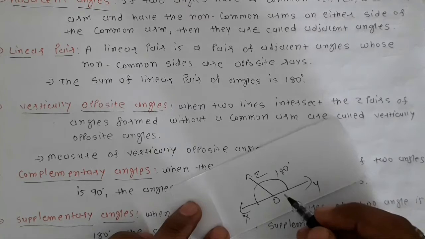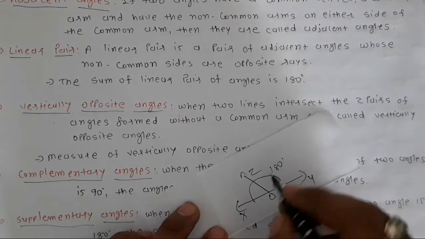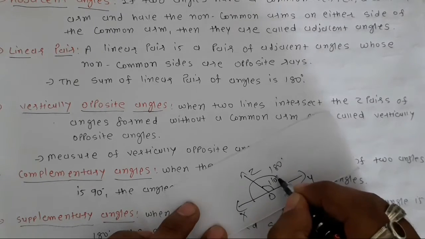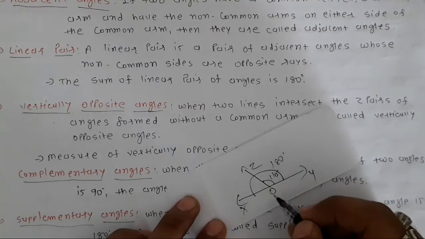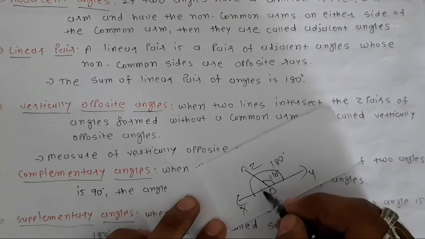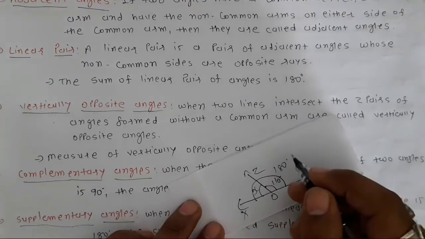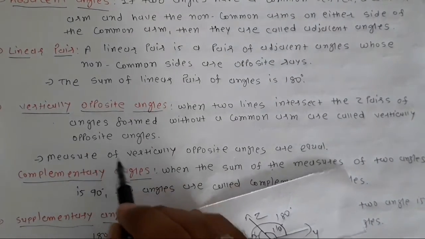Now in linear pair questions, for example, the measure of this angle is given to you as 110 degrees. The question will be: find the value of this angle XOZ. We don't know the value of this angle, so here we will assume that the value of this angle is X.